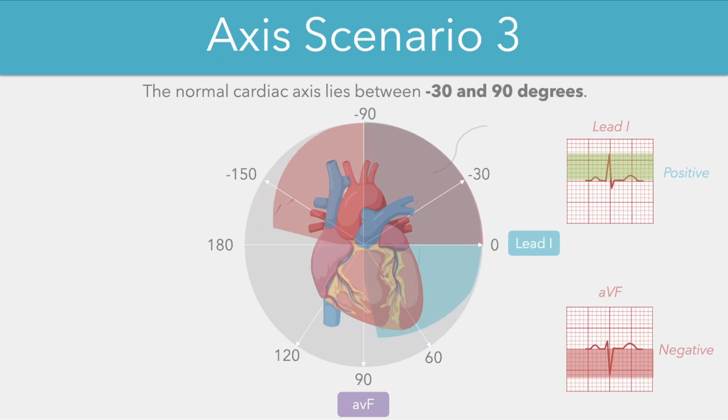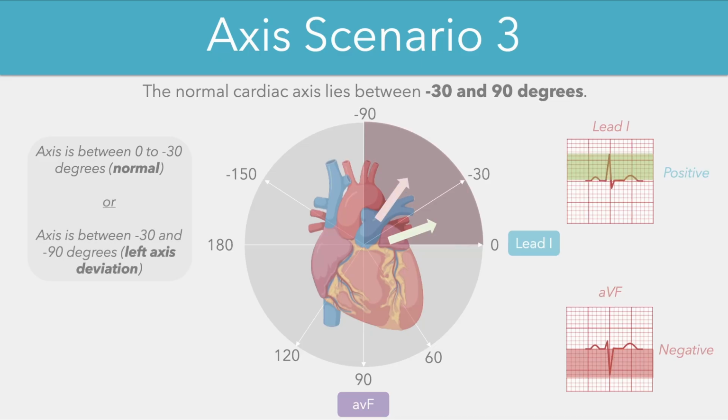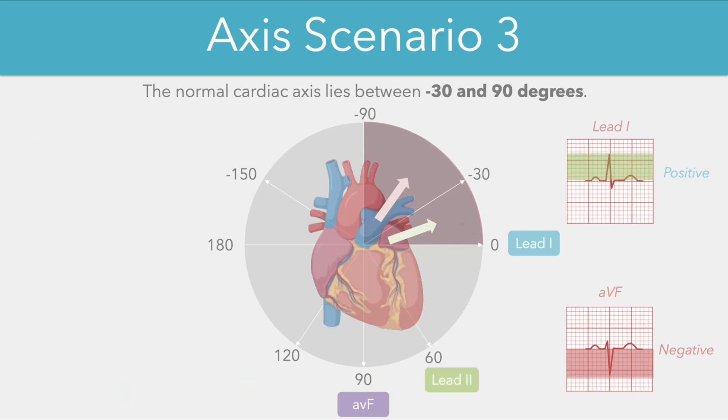This scenario is a little bit different from the other cases because although we've narrowed down the axis to the upper left quadrant, we don't know whether the axis is between 0 to minus 30 degrees, which would be normal, or between minus 30 to minus 90 degrees, which would be a left axis deviation. To work this out, we have to get some more information, and this information can be obtained by adding another lead to our calculations. The lead that we usually add in this case is lead 2, and we place this at the 60-degree point on our diagram.